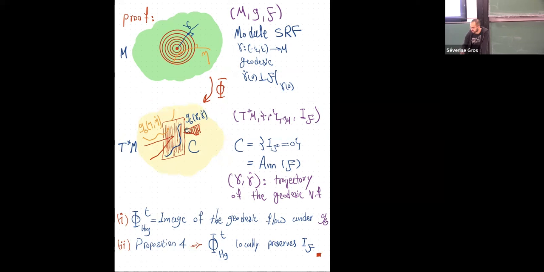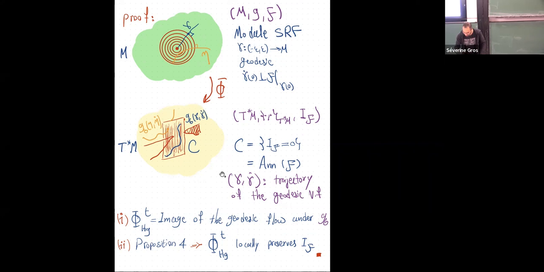So, apply this functor phi, you go to the cotangent bundle, and look at the vanishing ideal, the common zero set of IF, C, which is this red singular subset here. But in the way we define IF, it's not difficult to see that it's equal to the annihilator of F, because we apply the covector to the vector evaluated at the base point. So if they are all zero, the covectors should be in the annihilator of F. So C is this one.